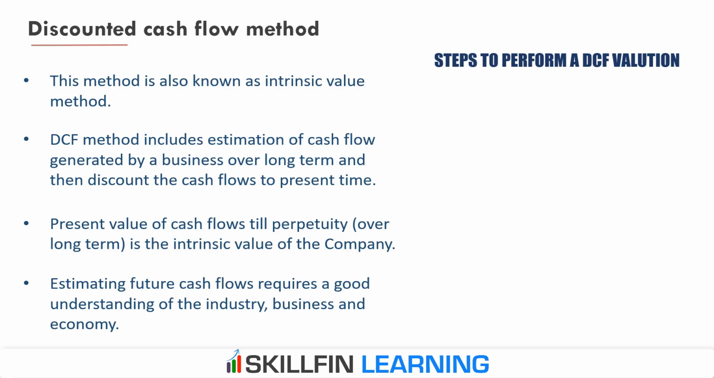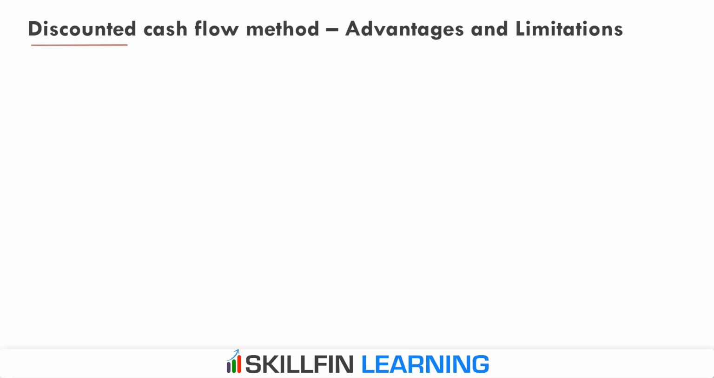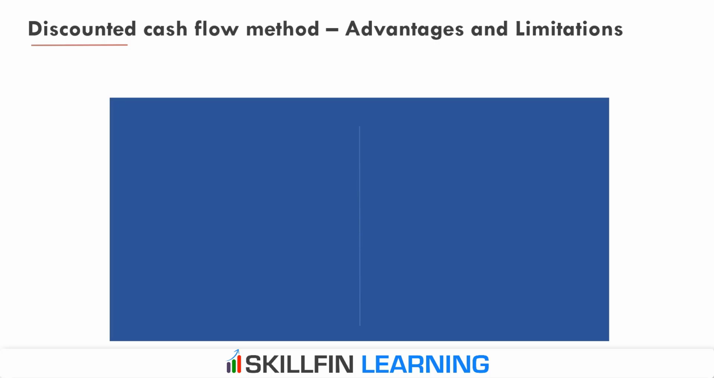DCF valuation method usually involves 5 steps. The first is to understand the business being looked into, then analyze the historical performance, project the future cash flows, calculate the terminal value of the business, and then discount the cash flows using cost of capital to present time. Discounted cash flow method is usually or mostly used by investment bankers and equity analysts, but this method also has a few advantages and limitations. Let's look at the advantages.